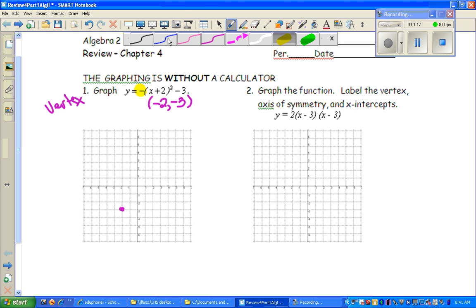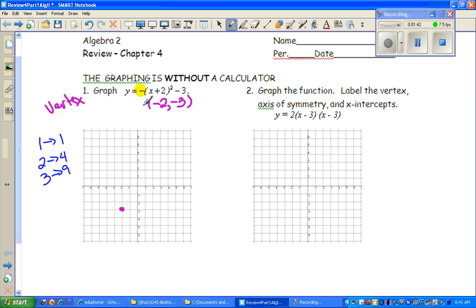I prefer to use the pattern method when I'm graphing my quadratics. It seems to be the easiest thing. The pattern that you want to use is if you're moving out 1, 1 squared is 1. If you're moving out 2, 2 squared is 4. If you're moving out 3, 3 squared is 9. This is how much you would move up or down when you move out these amounts.